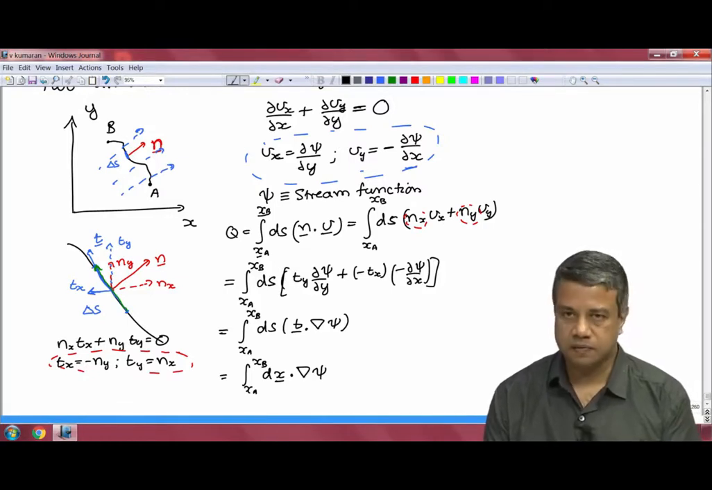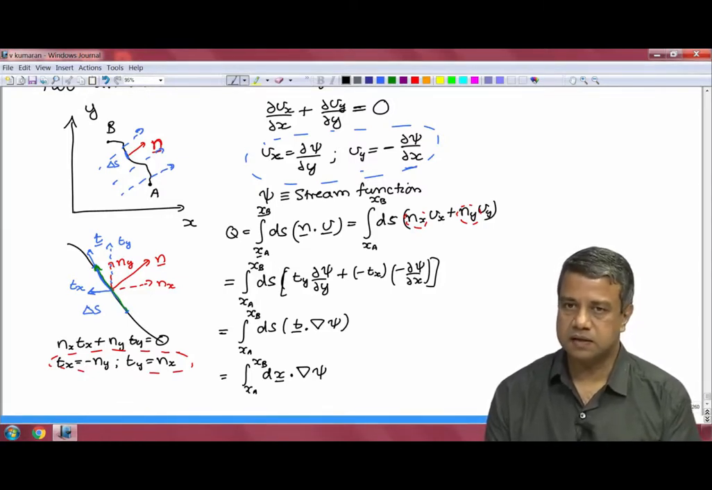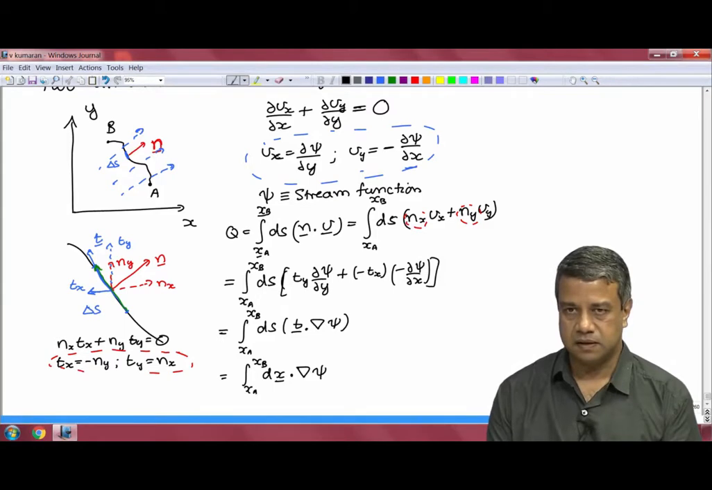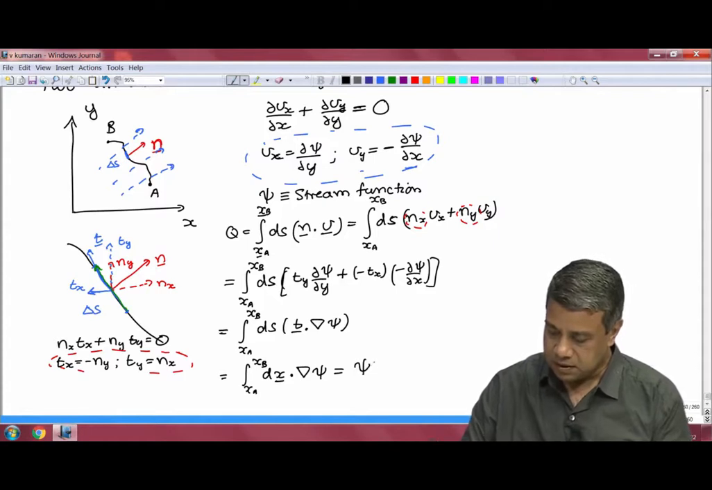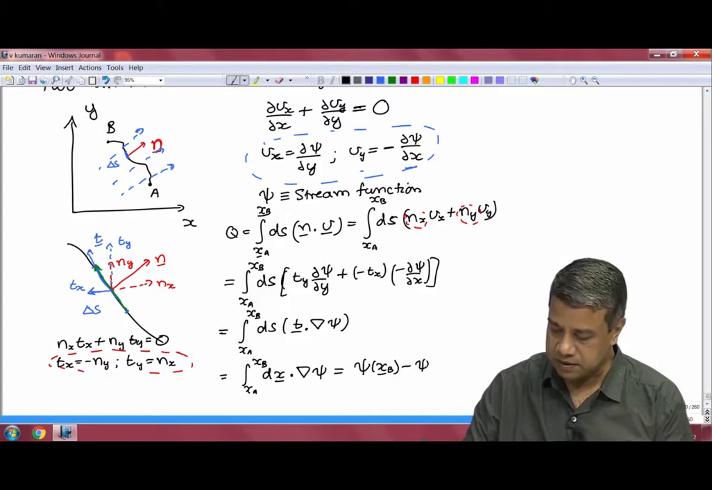And this should be familiar to you. This is the integral relation for the gradient. This is equal to the difference in the stream function at the location B minus the stream function at the location A.